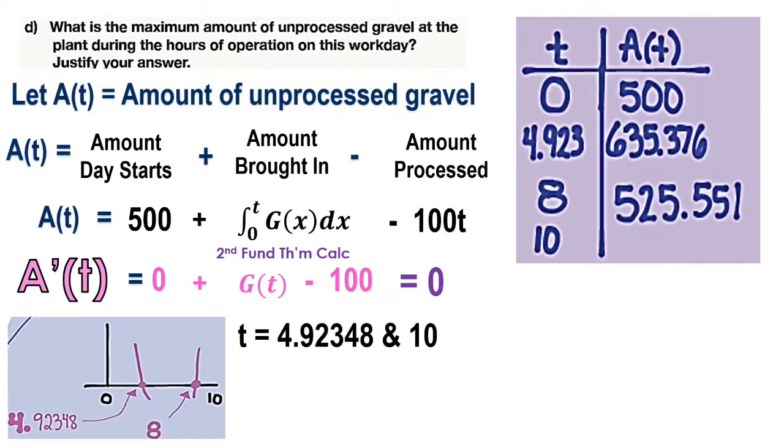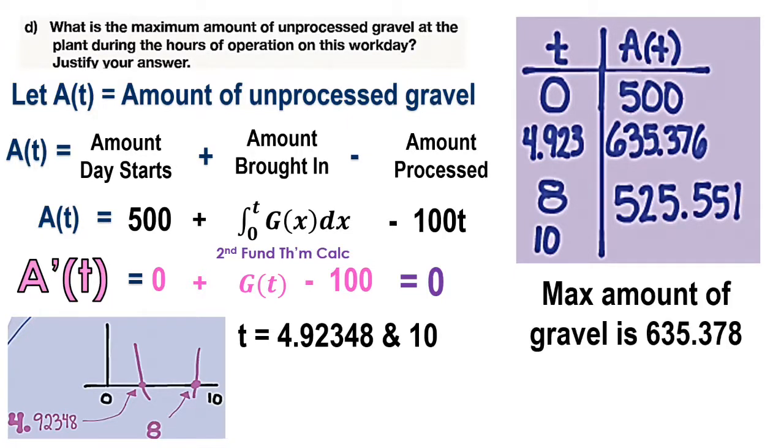And the value that's the biggest here is 635.376. Going back to reread the question, what is the maximum amount of unprocessed gravel? It doesn't say at what time it happens. This is what is the maximum amount. We're going to say the maximum amount is 635.376. I could just circle really big 635.376. Circling your final answer is kind of the universal symbol for this is my final answer.